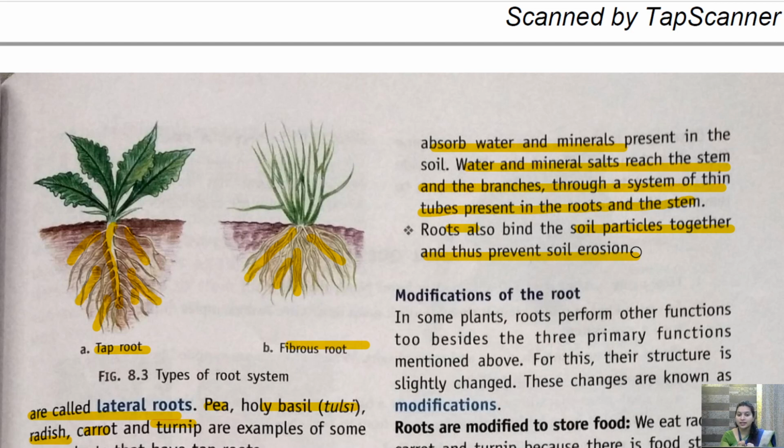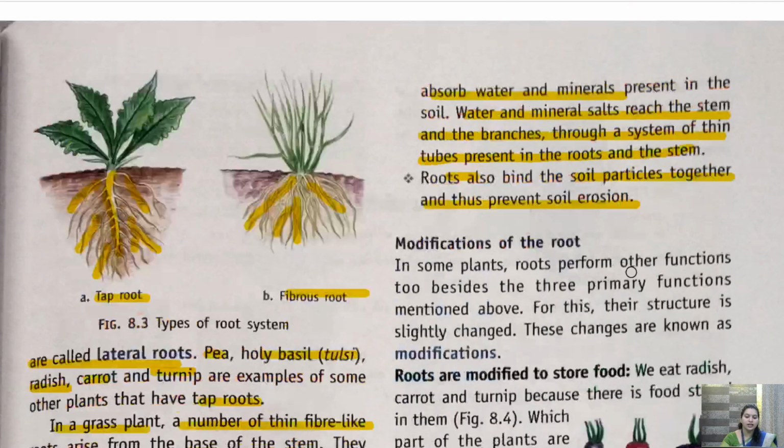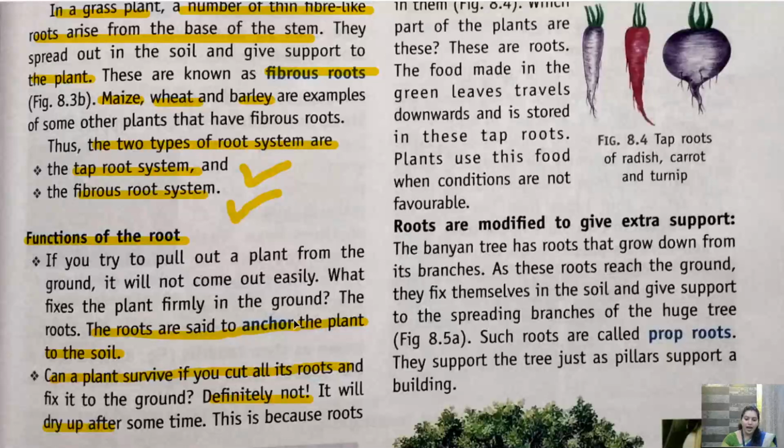And when the soil is removed, it is called soil erosion. Okay? But the roots prevent soil erosion. Getting it? So these are the functions of root. So what is the first function? That it anchors the plant to the soil.